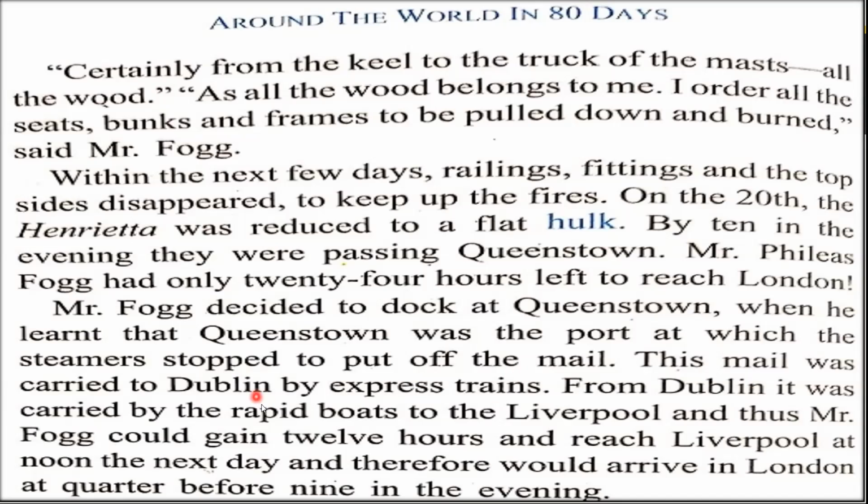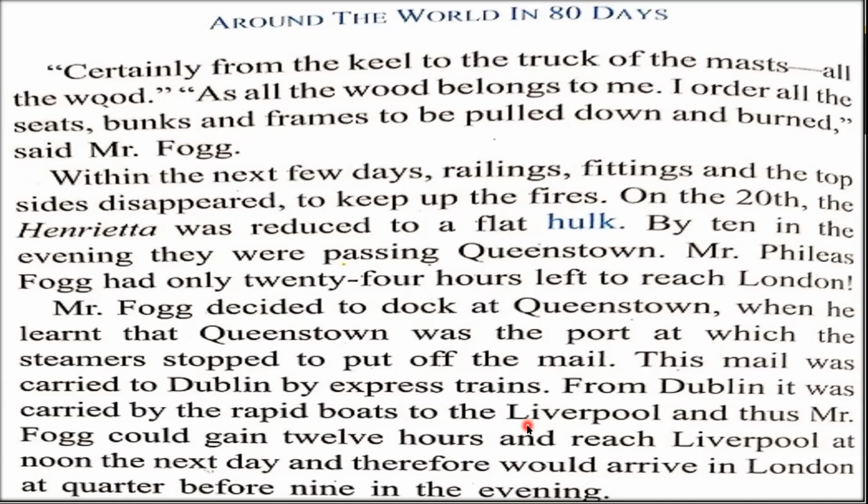This mail was carried to Dublin by express trains. From Dublin, it was carried by the rapid boats to Liverpool, and thus Mr. Fogg could gain 12 hours and reach Liverpool at noon the next day, and therefore would arrive in London at a quarter before 9 in the evening.